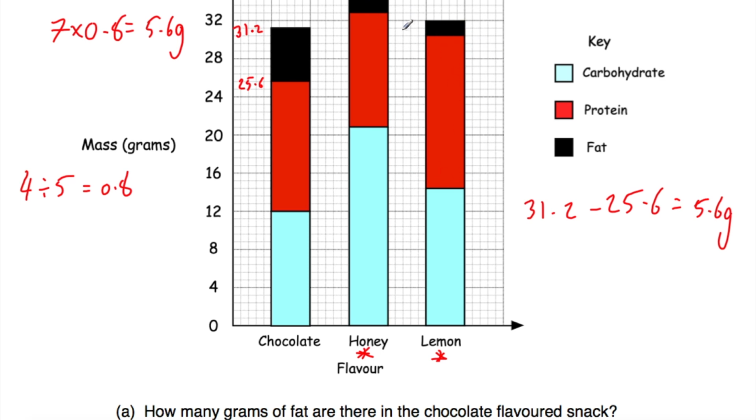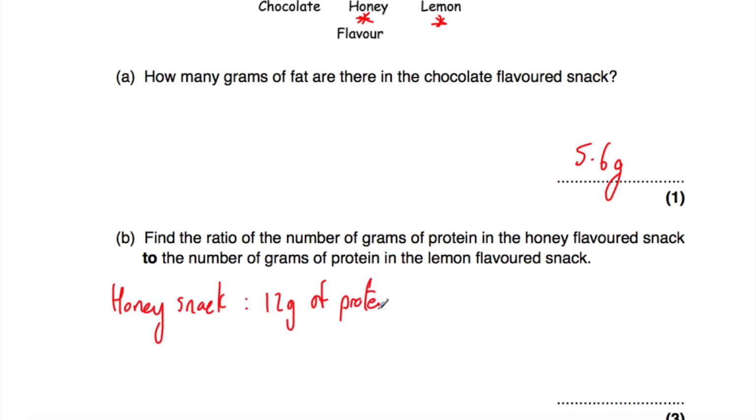Now, in terms of finding the number of grams of protein in each snack, there's a few different approaches we could use. One is to find the heights. So here, if that's 20, that would be 20.8 there for the honey in terms of the number of grams of carbohydrate. Here, this height is equal to 32.8, because remember we're going up in 0.8. And if we do 32.8 take away 20.8, that'll tell us how many grams of protein are in that snack. That would be equal to 12. So there's 12 grams of protein in that honey flavoured snack. Let's write that down: in the honey snack, there's 12 grams of protein.